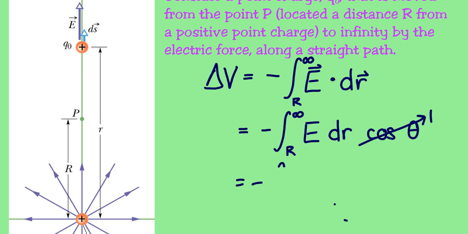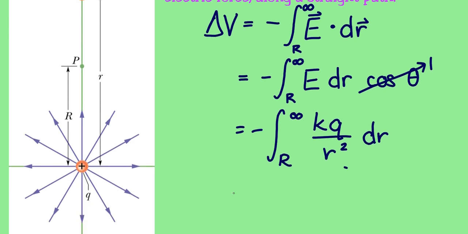Next, I'll plug in an expression for E, and we know E, the electric field created by a point charge, is the equation KQ over R squared. When I plug that in for E, and I have my dr here, I see that it's an integral that we can take relatively simply. I'll start off by pulling out my constants, which are K and Q. And then I have the integral from capital R to infinity. I have 1 over R squared, which can also be expressed as R to the negative 2 dr.